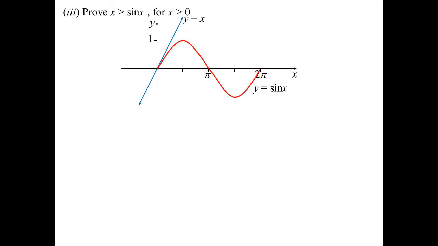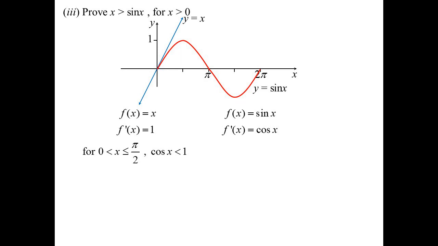All right. What do I know? I know function x is equal to x. Its derivative is 1. For the sine curve, now we haven't actually seen this yet, but we will see it in the next topic. But the derivative of sine turns out to be cosine. But we're just looking at between 0 and pi on 2 just for this first bit. If we look at just between 0 and pi on 2, cos x is always less than 1. Therefore, the rate of increase of x must be faster than sine x, because its derivative is always bigger than the derivative of the sine curve.